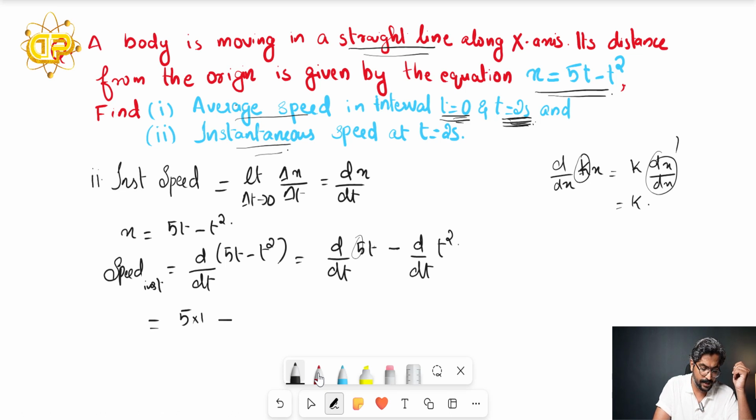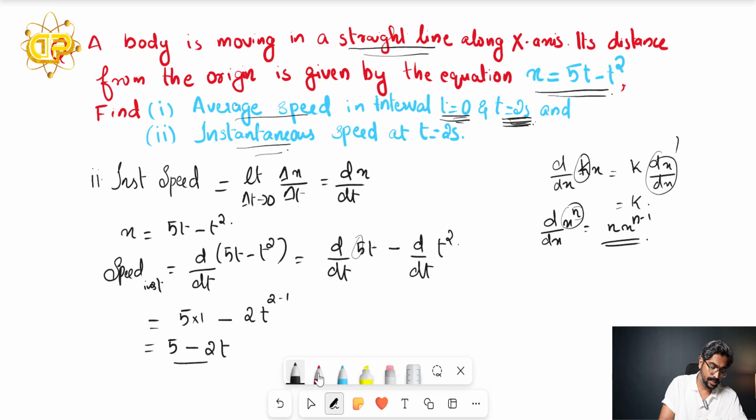Then d by dx of x squared, or more generally d by dx of x raised to n. If this is the form and n is a constant, then you can just write n x raised to n minus 1. So here also d by dt of t squared gives 2 into t raised to 2 minus 1. Or simply we can say 5 minus 2t. So this is the thing.